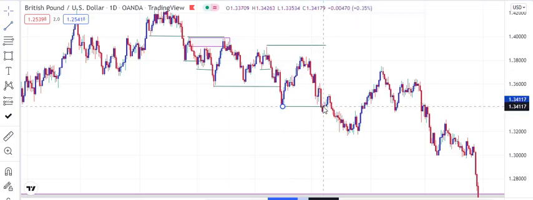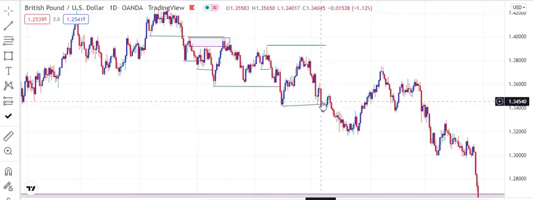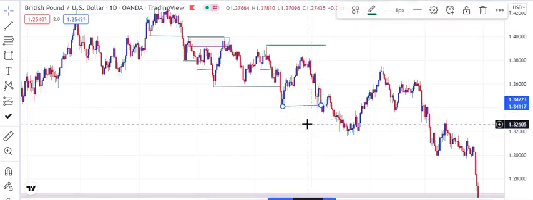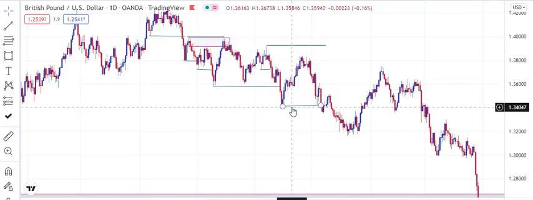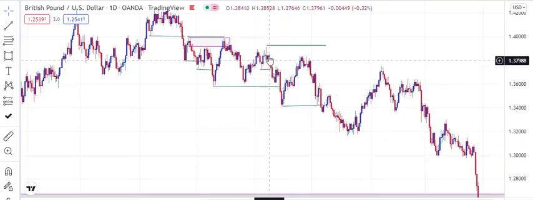Let me, okay, no, it's still not straight. I want to be sure it's very straight. So that's your high and that's your low. What's the question you need to ask after the break of structure and you have identified your high and low? Where is smart money in drawdown? Now look at where smart money is in drawdown.